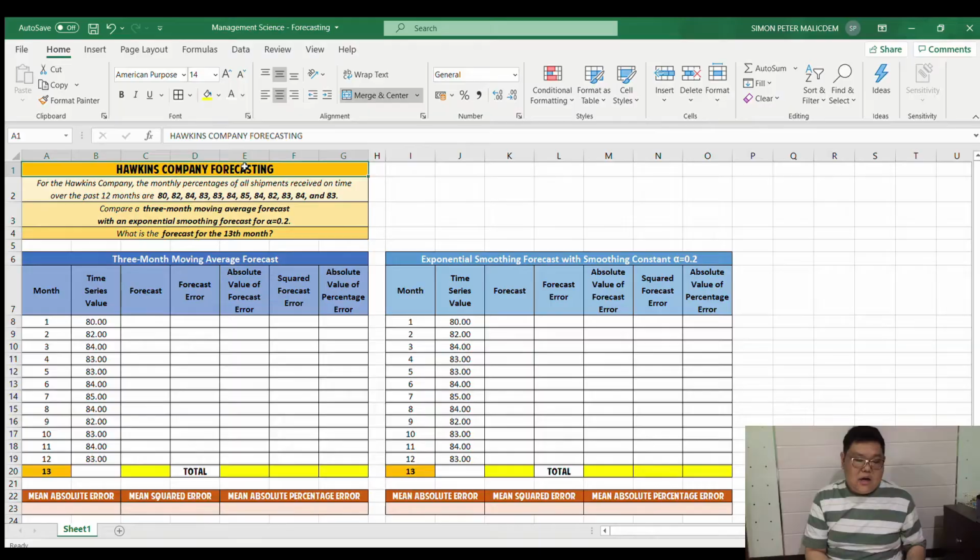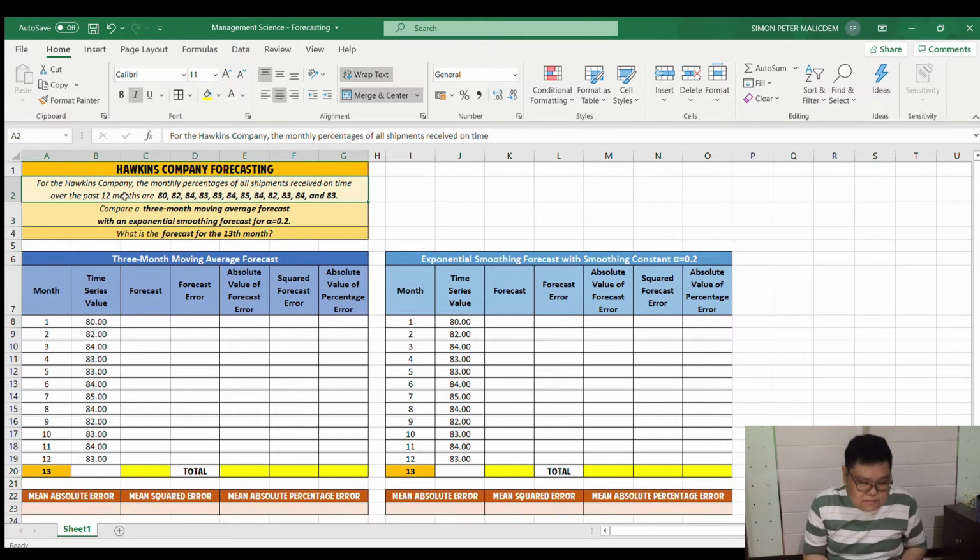And I would be demonstrating how to forecast with the help of our little friend Microsoft Excel. We're going to forecast by moving averages and exponential smoothing. Hawkins Company has come to me and they said that they have something on forecasting. They need a little help on forecasting. So here I am going to help them on forecasting.